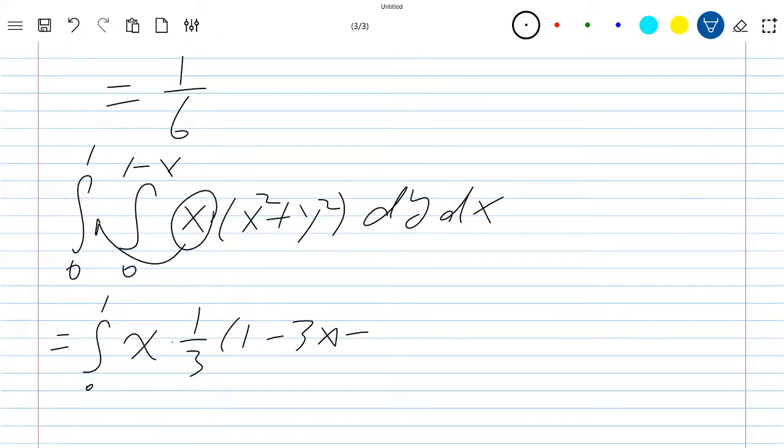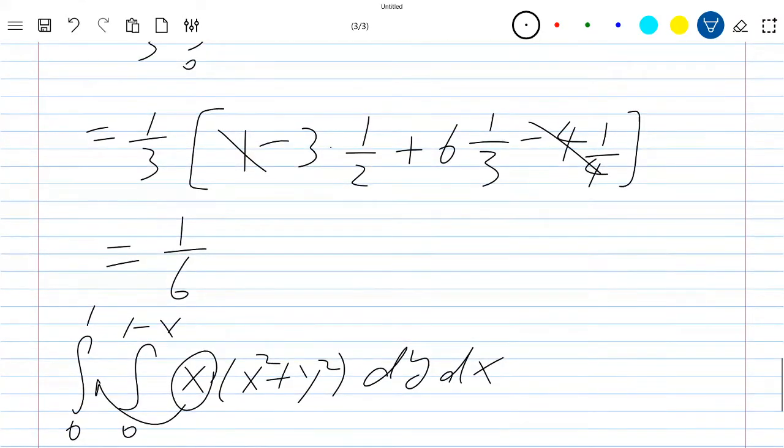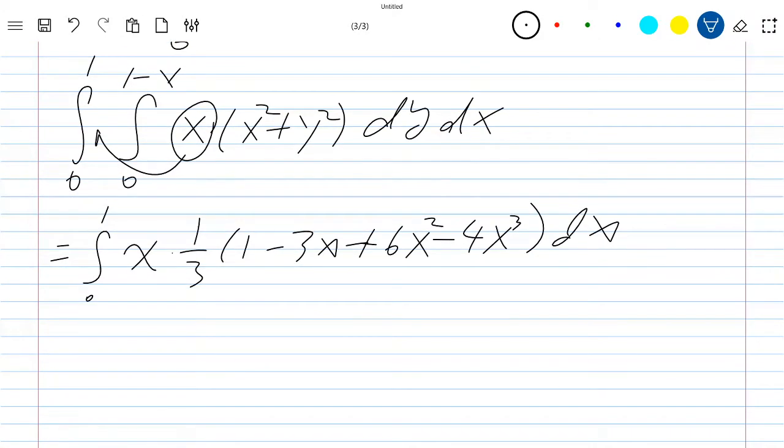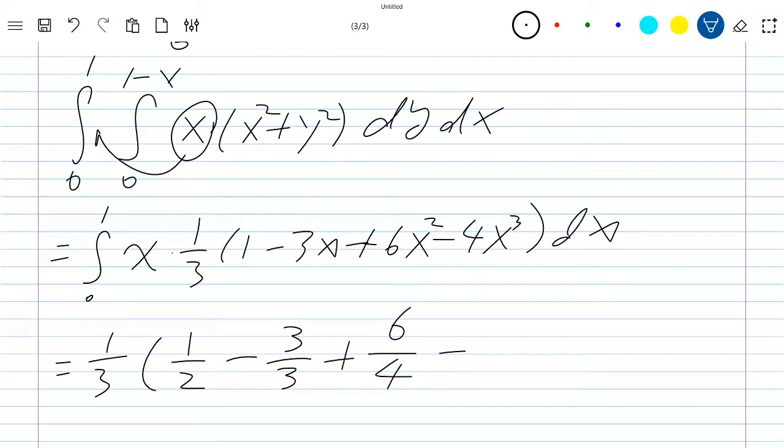3x plus, is it plus? Yes, plus 6x squared minus 4x cubed dx. Okay, same as before, except there is x here. But that will change quite a bit. Now I have x, then square it, you get a 1/2, right? Then 3, and then x squared will give you 1/3. Then 6, this is x cubed, will give you 1/4. Then 4 will give you 1/5.